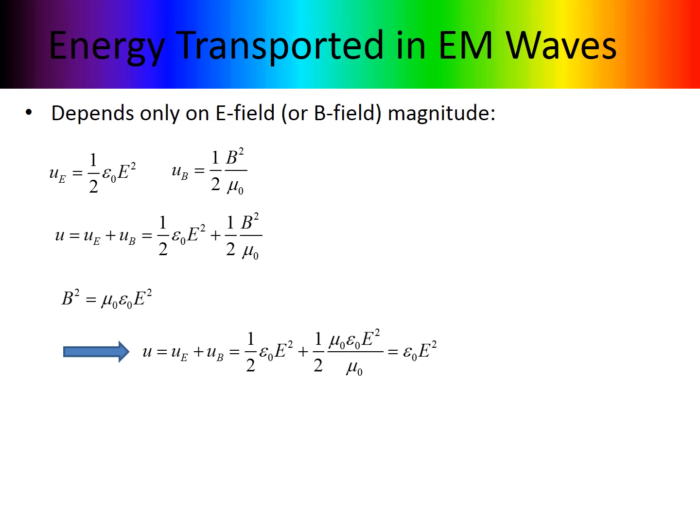Now if we plug in for B squared, we see that the total energy in this electromagnetic wave is equal to 2 times the energy in the electric field. And we could also juggle this equation around to show that it's 2 times the energy in the magnetic field. So what this is saying is that equal amounts of energy are carried in the magnetic field and in the electric field.